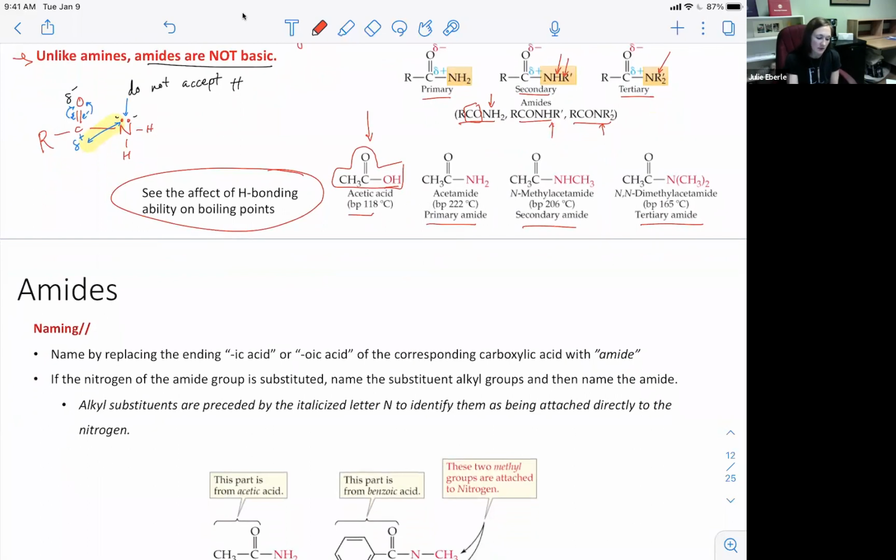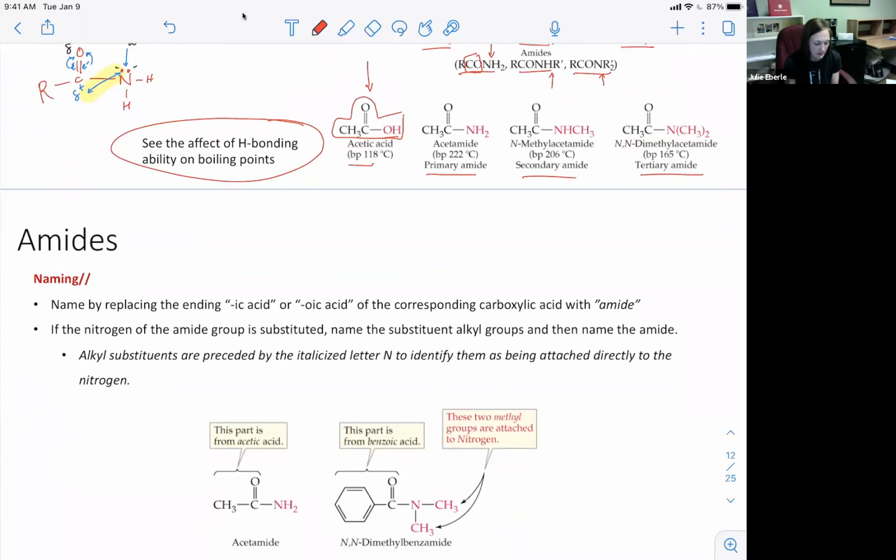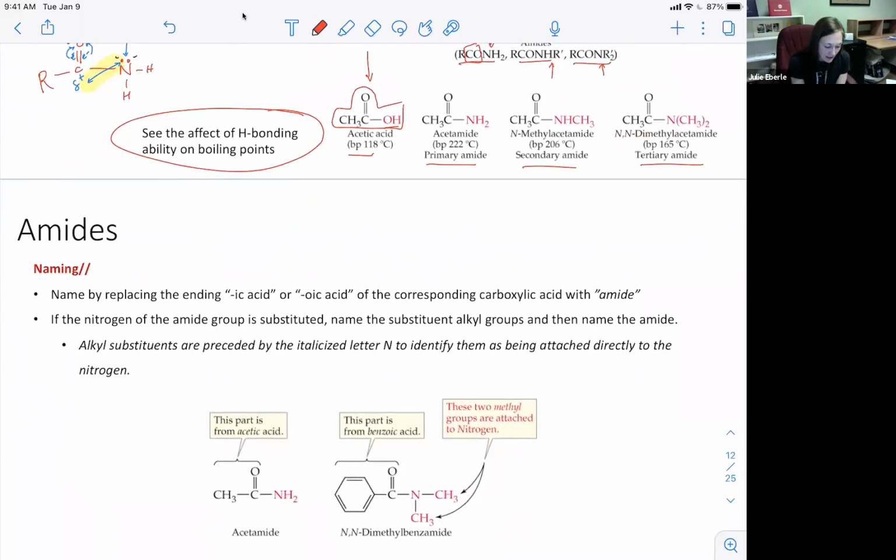Okay, how do we name amides? We name them by replacing the ending, instead of ic acid or oic acid. We name the carboxylic acid and we just throw the word amide on it. Pretty simple, pretty straightforward. So if the nitrogen on the amide group is substituted, what does that mean? If it's got methyl or ethyl groups, you're going to treat it the same way we did yesterday with amines. You'll say N-methyl or N,N-dimethyl or N-ethyl. Okay, we introduced that yesterday.